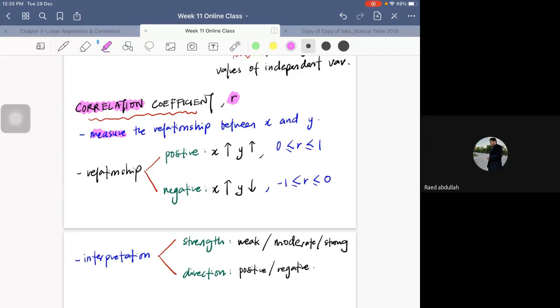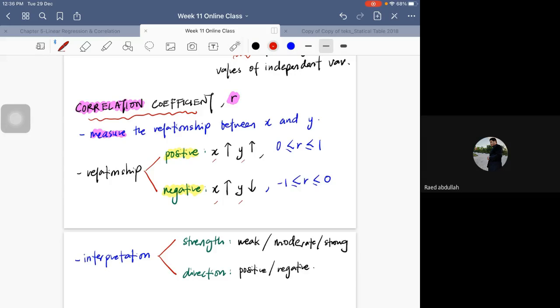There are two types of relationship between x and y. It could be a positive relationship, meaning that when the value of x increases, the value of y also increases. That is called a positive relationship. And it could be a negative relationship between x and y, where the opposite happens: when the value of x increases, the value of y decreases. That is known as a negative relationship.